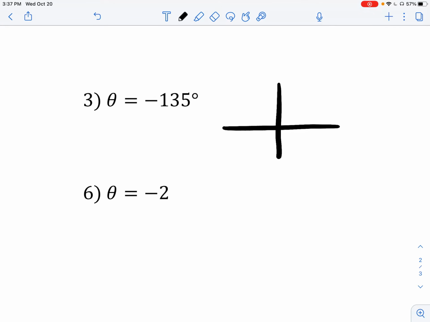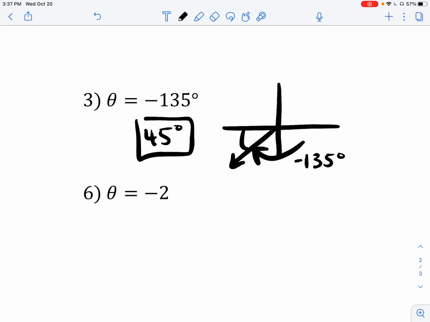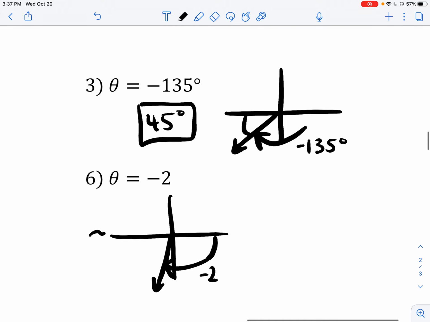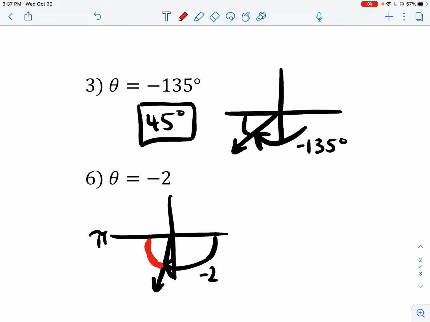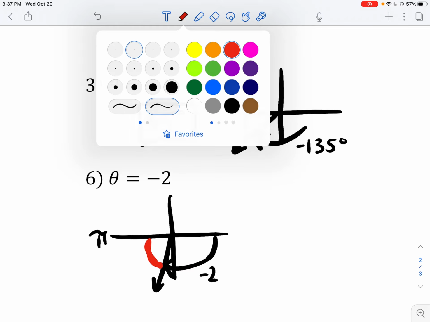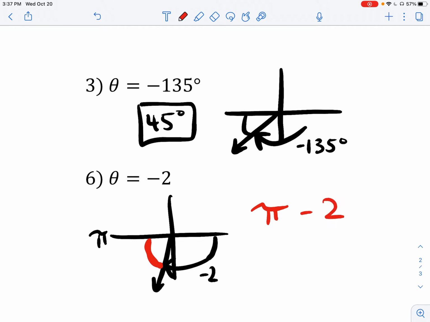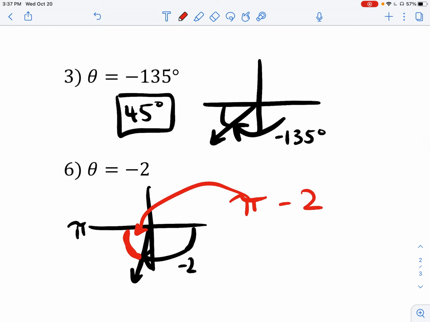Negative 135, hopefully, after you've had a chance to try these, is this angle here. So its reference angle is 45 degrees. And then negative 2 would be this angle here. I should draw this. This angle here, negative 2 radians. And if I know that this is pi again, how would I find this angle here? Well, that's effectively just the difference between pi and 2. So I can say that my angle is simply pi minus 2. That's going to give us this reference angle here. Okay? All right.